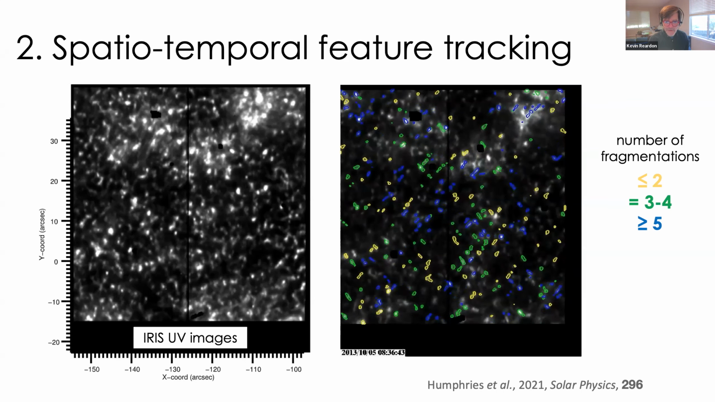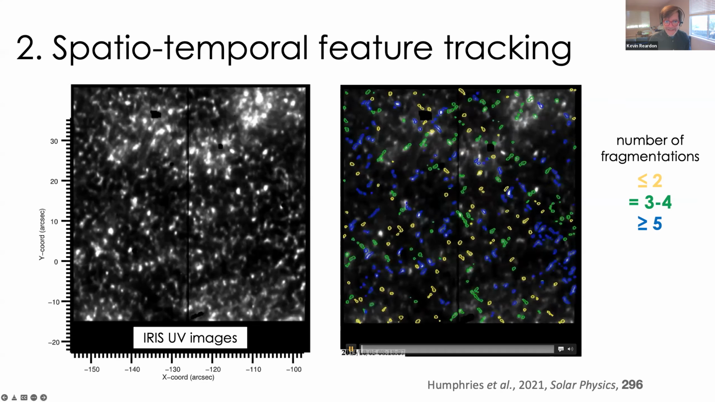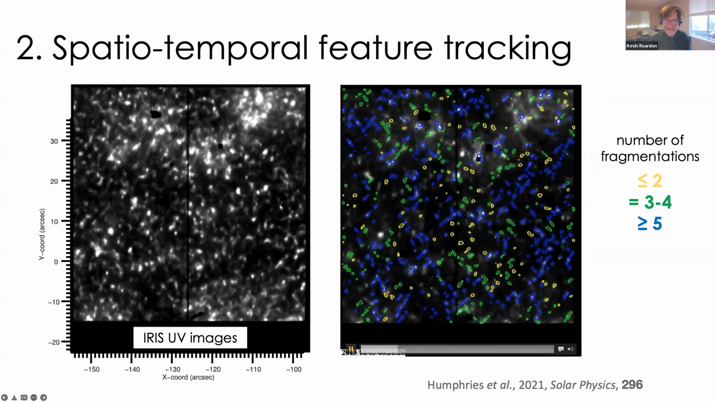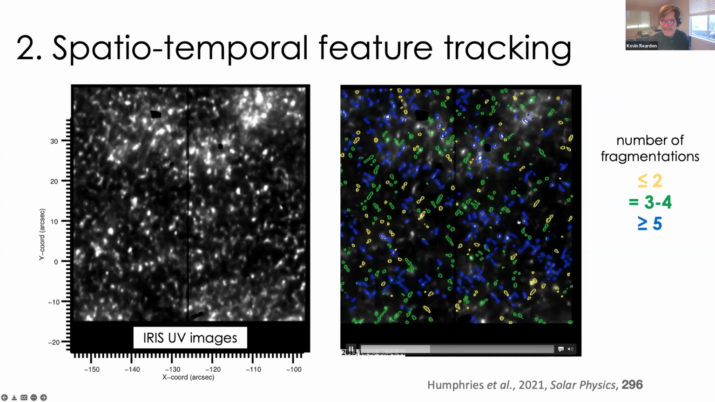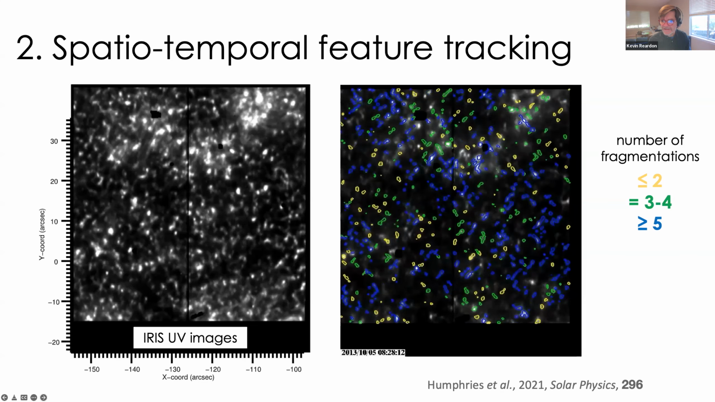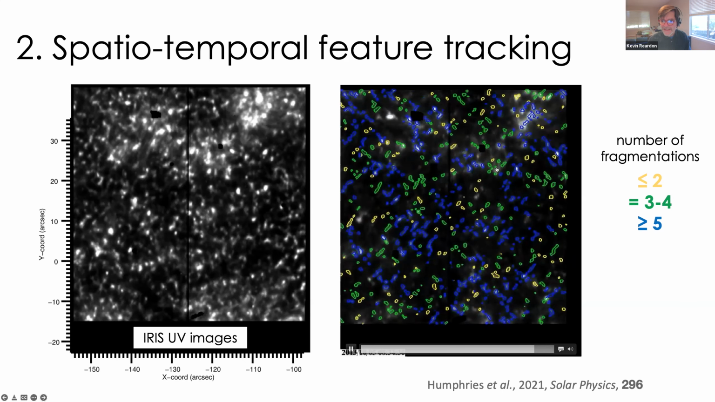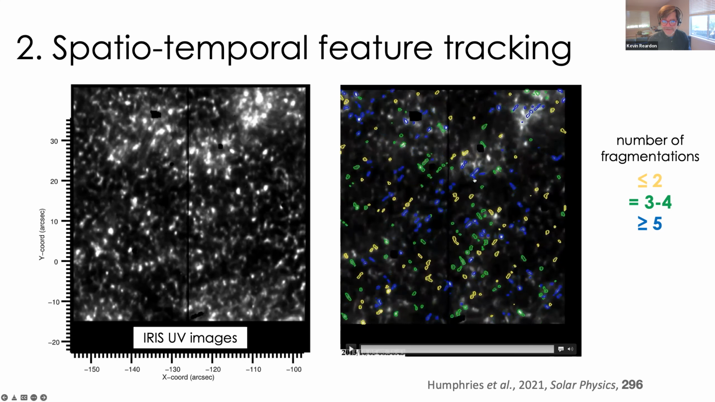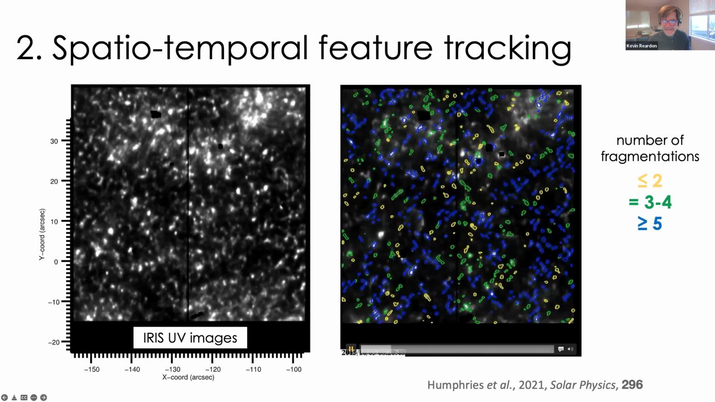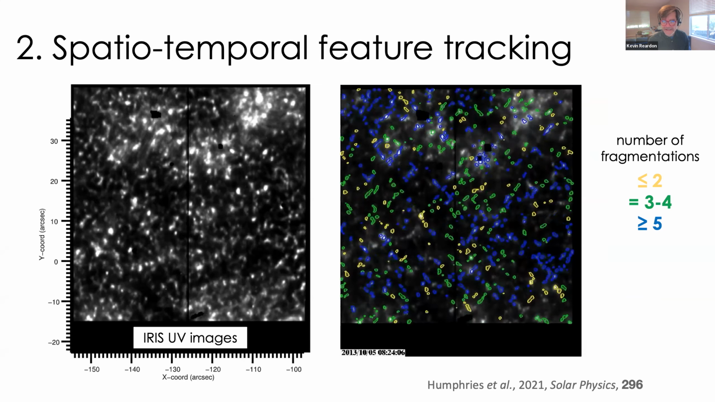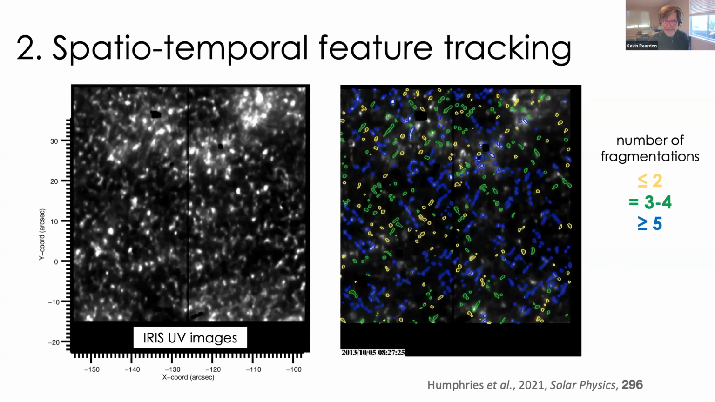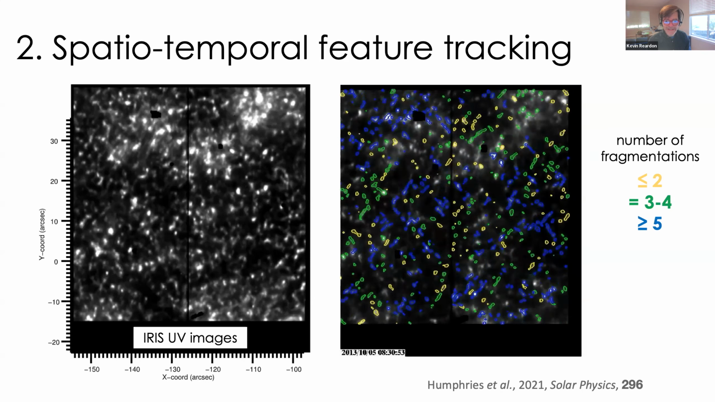These things are moving and evolving continuously. So you look at this time series, and this color coding tells you the number of times one of these features fragments into multiple sub-features. So obviously this is a complex problem, to track all these little different bright points.